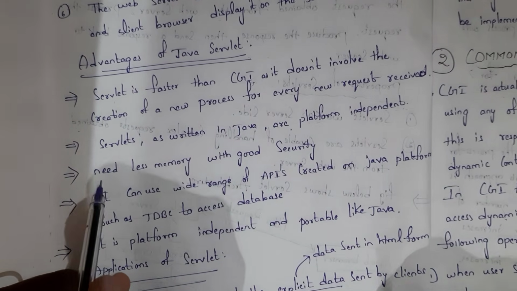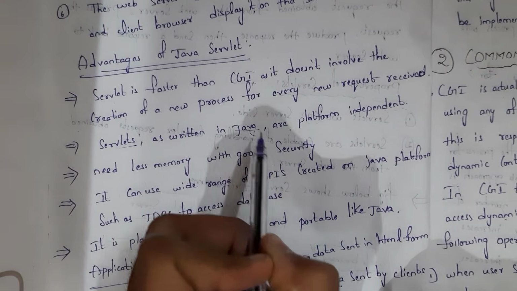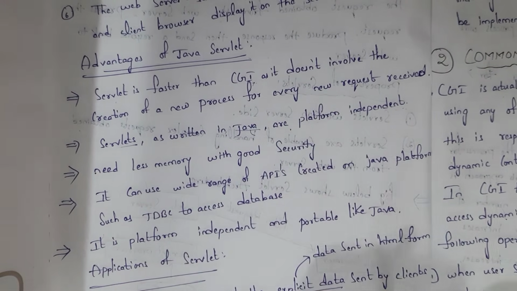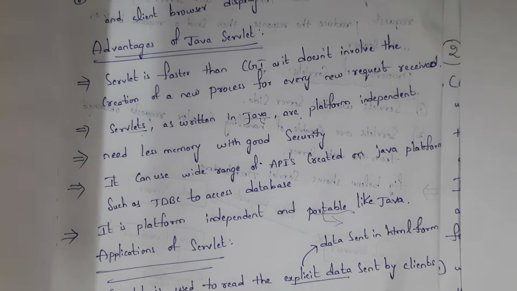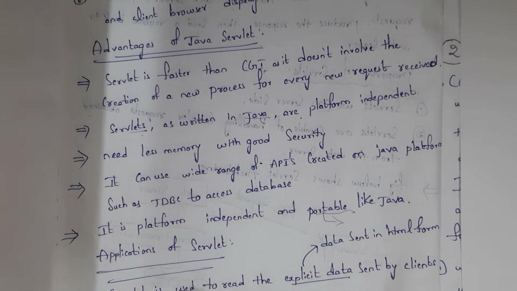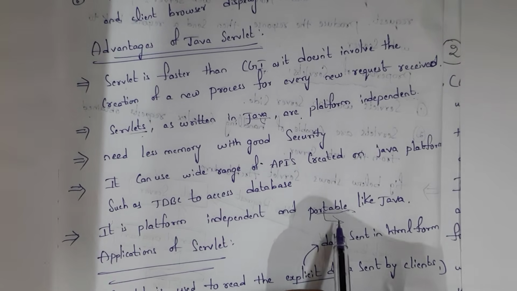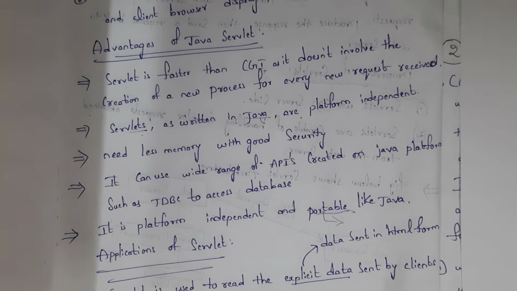The next advantage is that, as we all know, a servlet is written in the Java language, so it is platform independent. Platform independent means we can create multiple APIs in a servlet. API stands for Application Programming Interface. It is platform independent and portable. Portable means we can copy a servlet program from one device and paste it into another device.